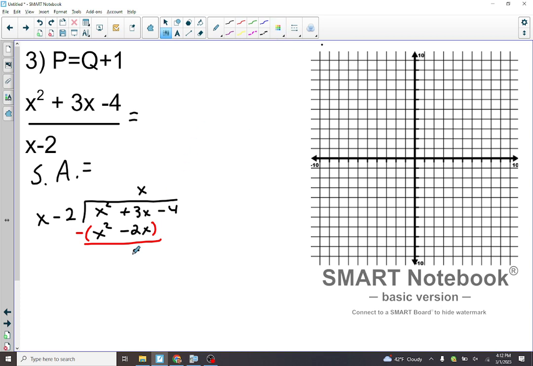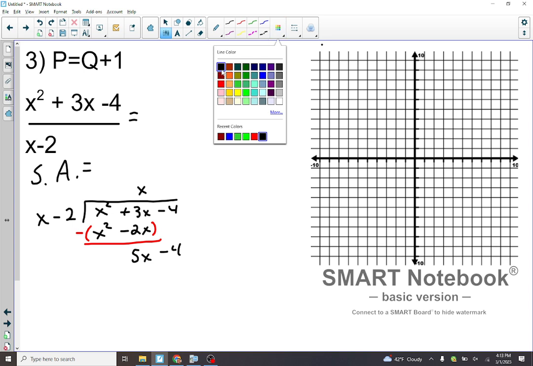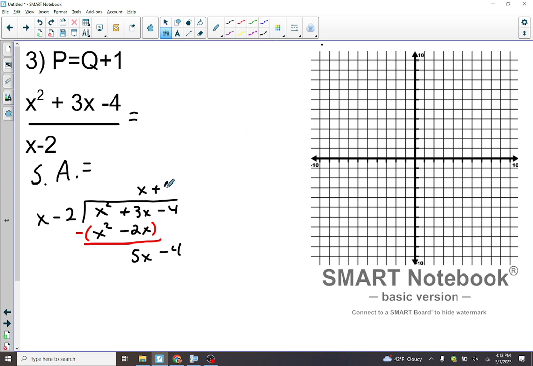5x. Now bring down the -4. So now you do plus 5. You're going to need to make the x into 5x, so plus 5 times x minus 10. 5x minus 10.